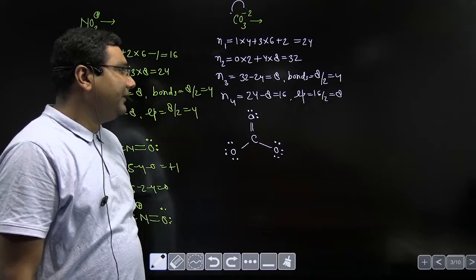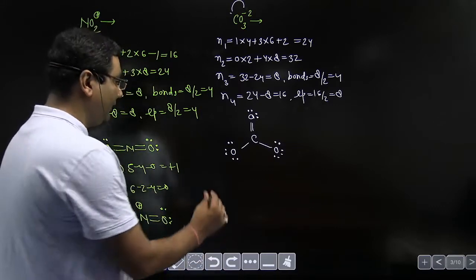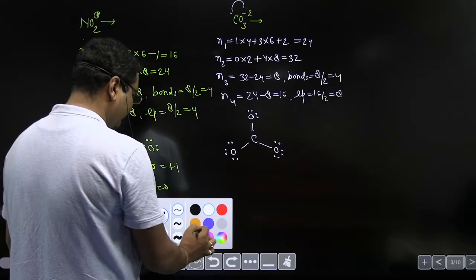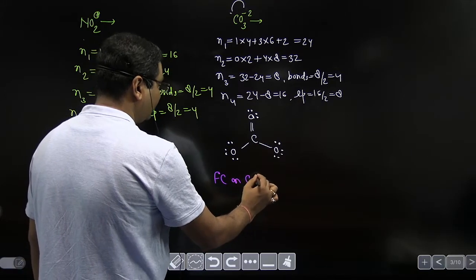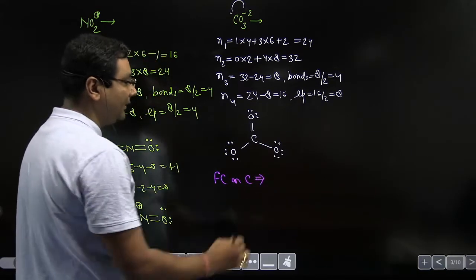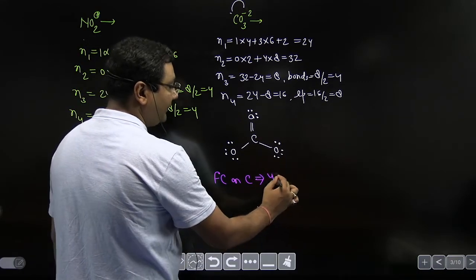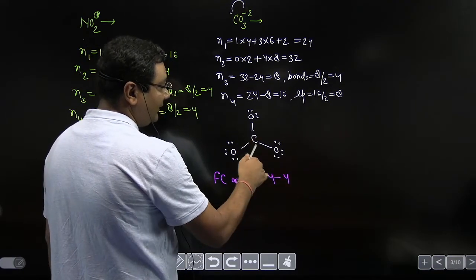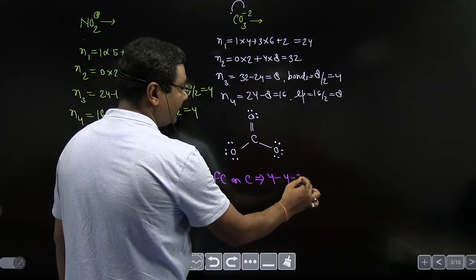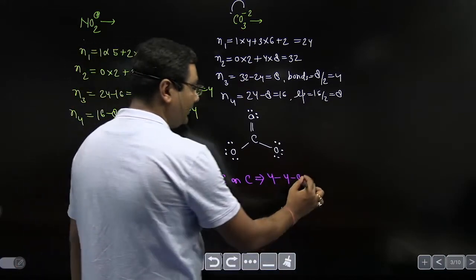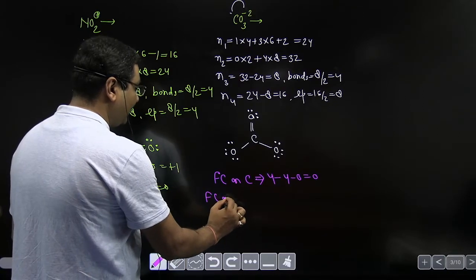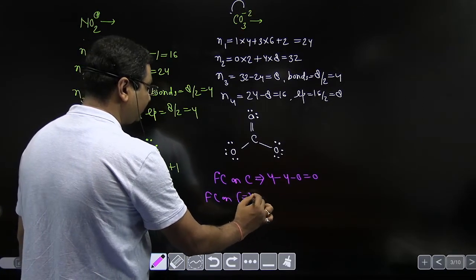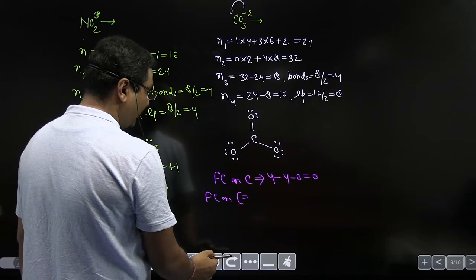So now calculate the formal charge on each atom. Now formal charge on carbon. Carbon contains 4 electrons in the valence shell, and this carbon is attached with 4 bonds, minus 0 unshared electrons. So formal charge on carbon is 0. Now formal charge on double bonded oxygen.